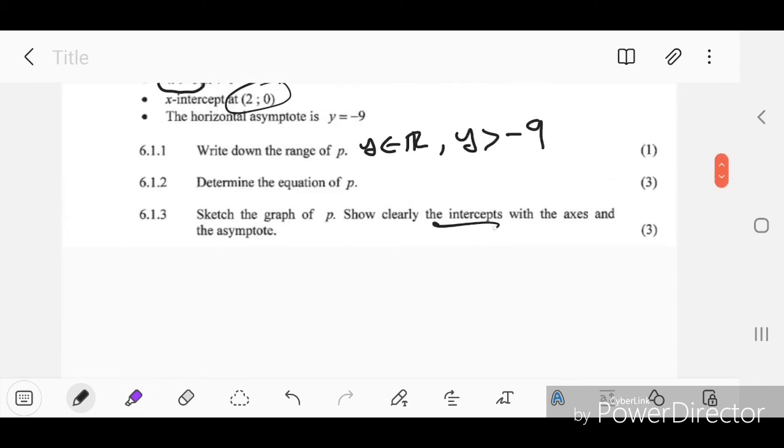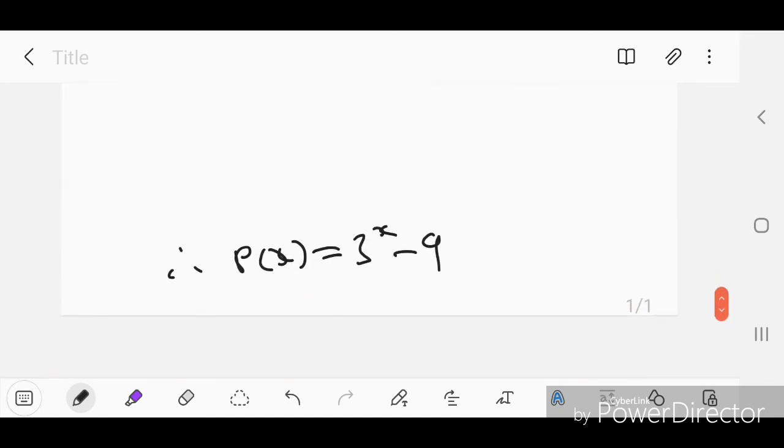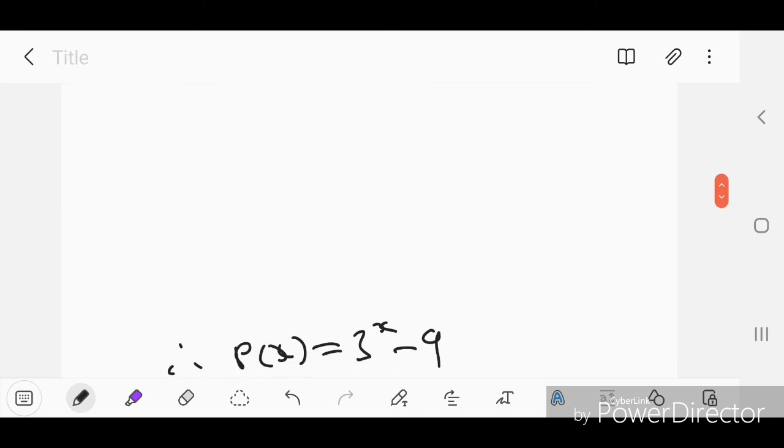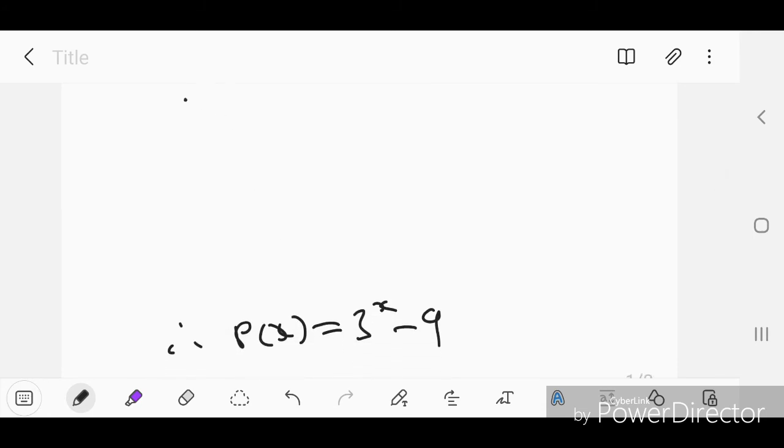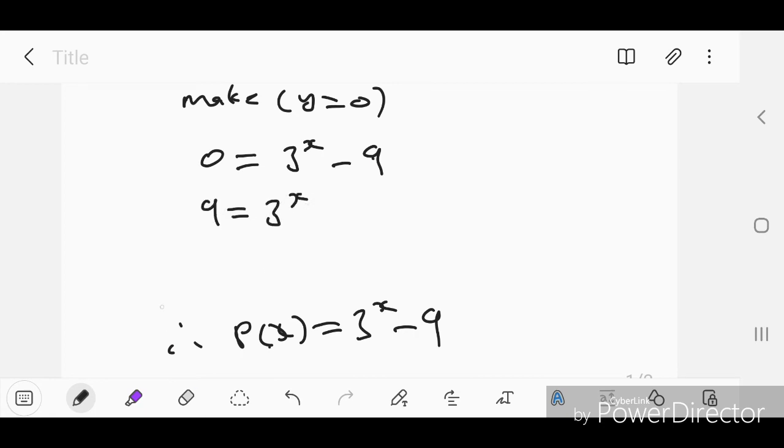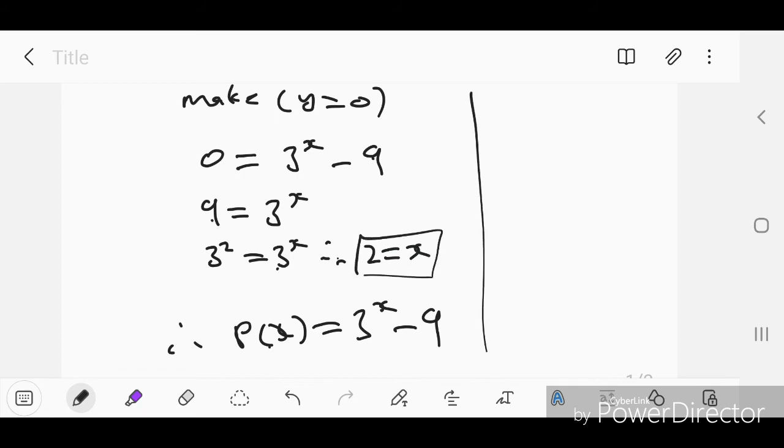Sketch the function showing intercepts and the asymptote. Alright, so I must do the x-intercept. For the x-intercept, I must make y to be 0. So p of x must be 0. Then 3 to the x minus 9 equals 0. This comes to the other side, positive 9. 3 to the x equals 9. I must write this 9 in a base of 3. So 3 to the x equals 3 squared. Therefore, since the bases are the same, algebra taught us that x is going to be equal to 2. So if I want to find the y-intercept, I must make x to be 0. So this 3 to the power 0 is 1, minus 9, that's minus 8.